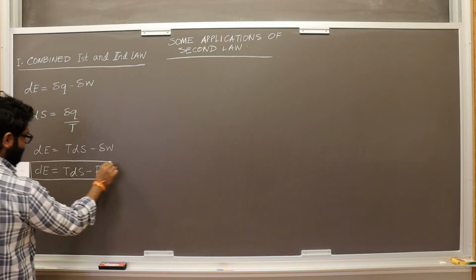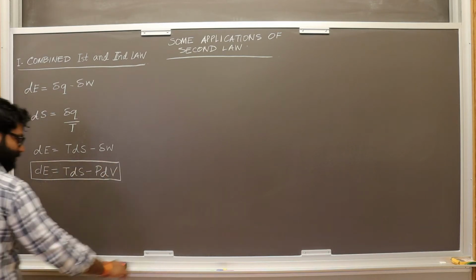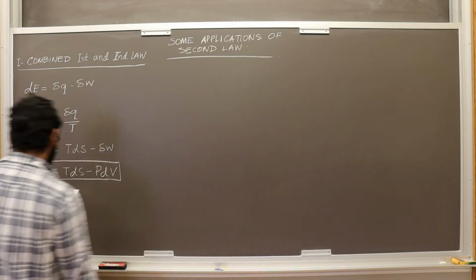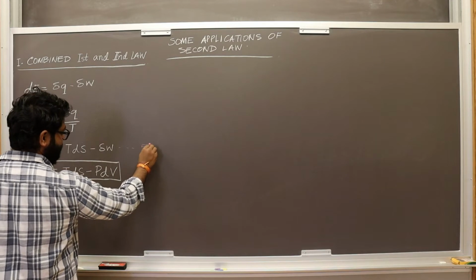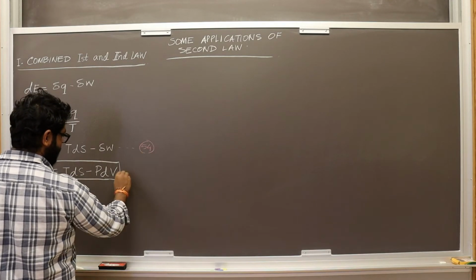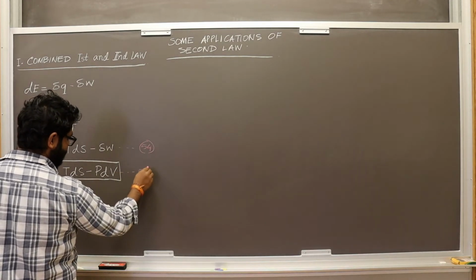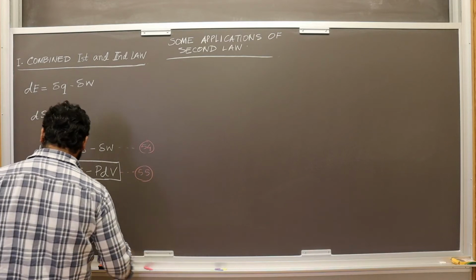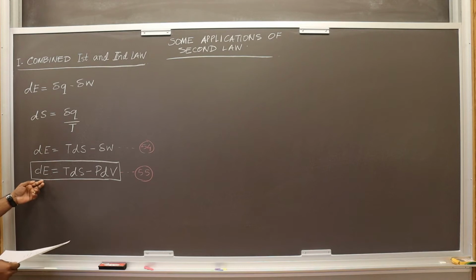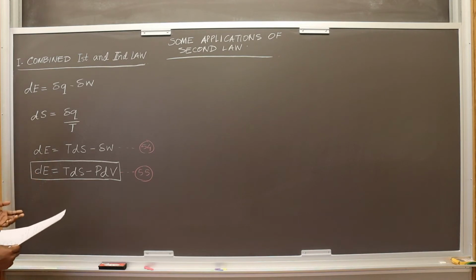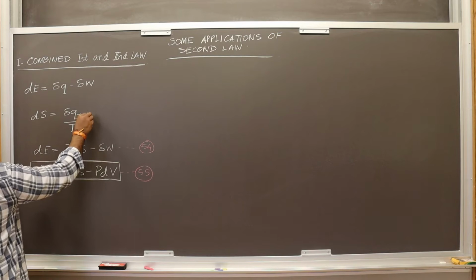Now this is the combined equation for the first and the second law. I'll name this as equation 54 and this as equation 55. This equation can then be used as a fundamental equation to calculate the entropy change for a reversible process.